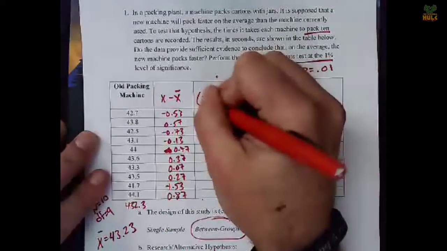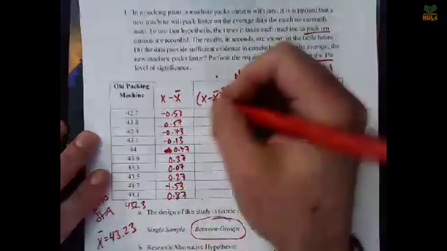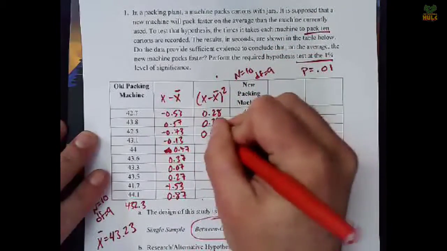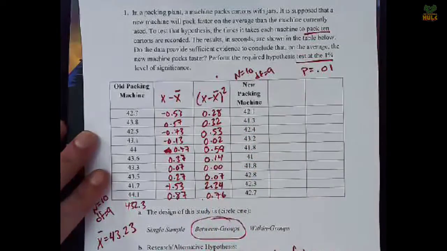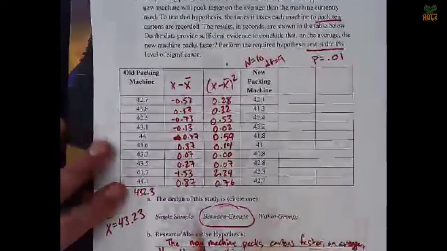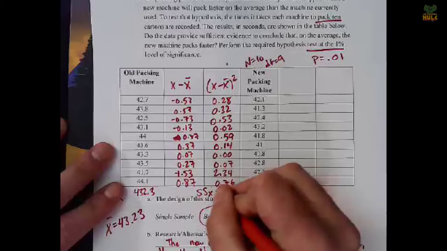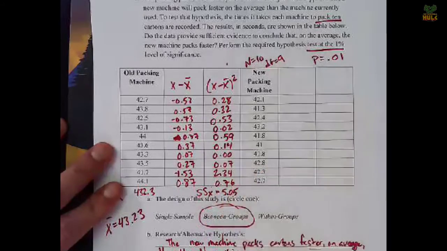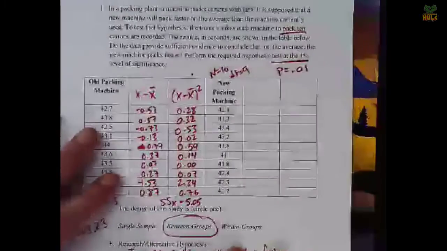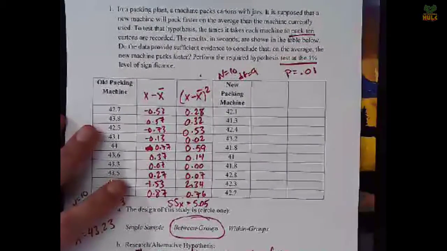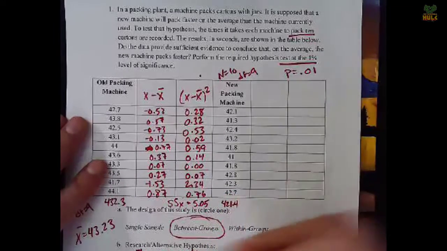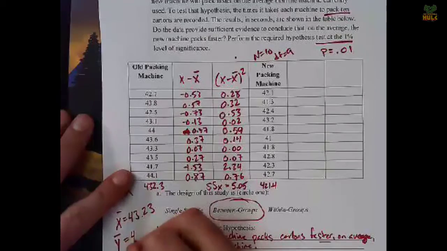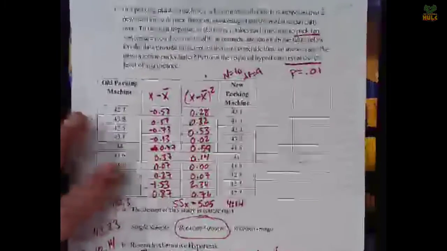All right, now we need to square them. Add all those together, do it twice, make sure you got it right. Sum of squares of x then should come to 5.05. Now let's go over to the new packing machine and do the same thing. In this case, you add all those up together, you should come up with a sum of 421.4, which means our y average over here would be 42.14. It's always easy when the sample size is 10.